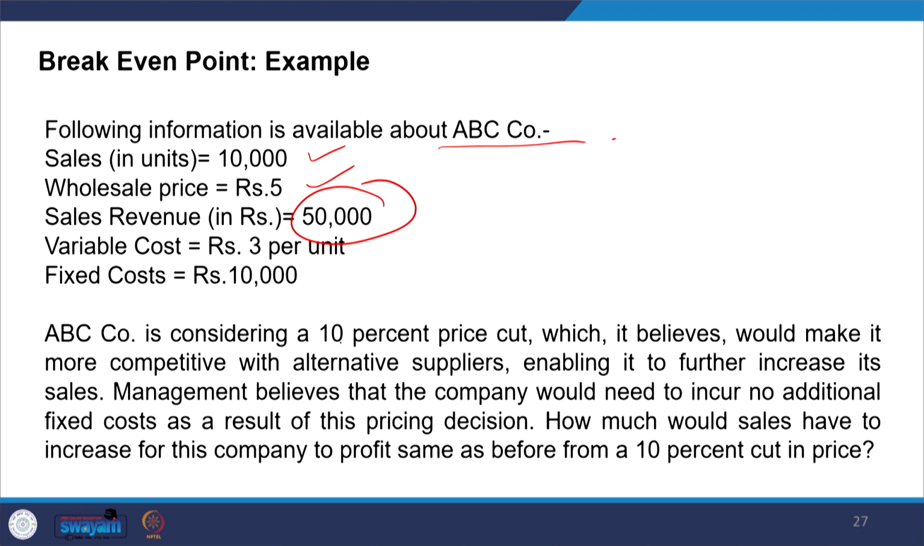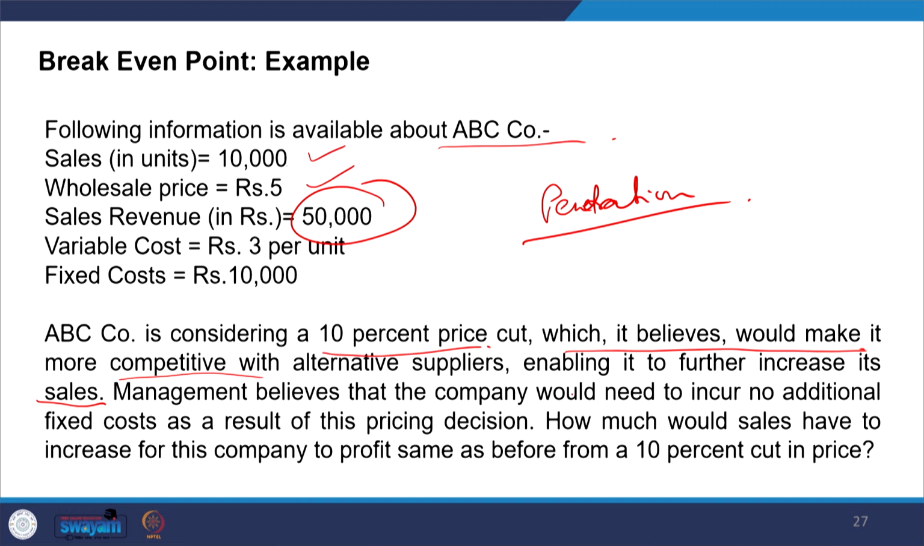ABC company is considering a 10% price cut. So, he wants to reduce the price, which it believes would make it more competitive. So, when you go for a penetration strategy into the market, the marketer wants to reduce the price so that it can get more volumes or can reach more customers. Okay. So, this would make it more competitive with alternative suppliers, enabling it to further increase its sales. So, the objective of the company is to increase the sales.